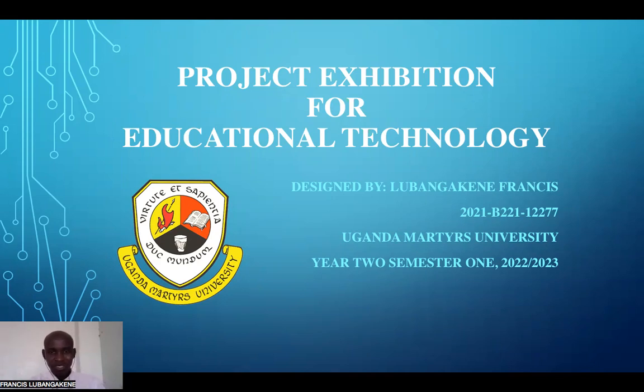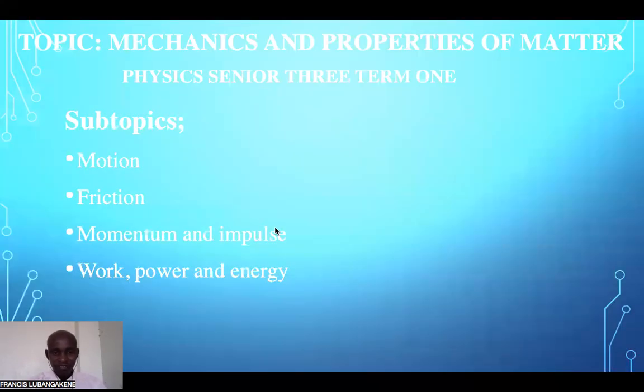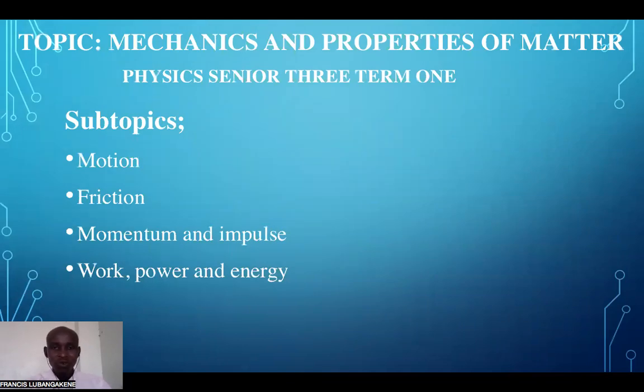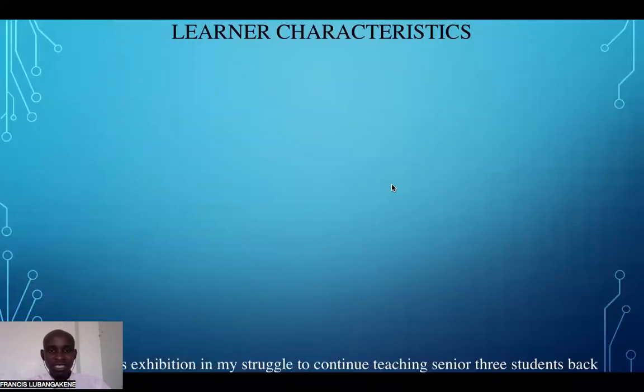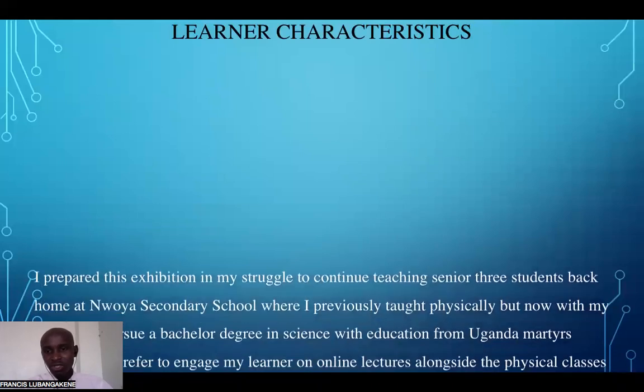I welcome you as we discuss mechanics and properties of matter, a Senior 3 topic. With these 4 subtopics I chose today, I chose to discuss something on motion, display something on friction, on momentum with impulse, and then on work, power, and energy. So these are my 4 subtopics, and these subtopics will cater for my 42 learners that I left home, and these 42 learners are my previously taught physically.